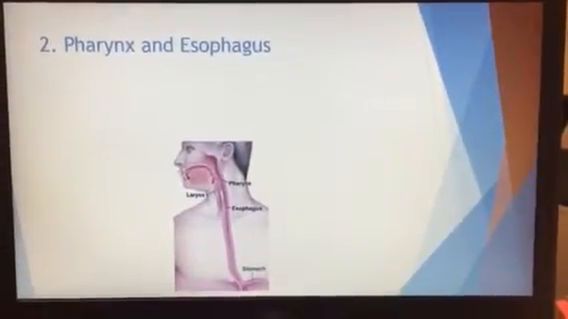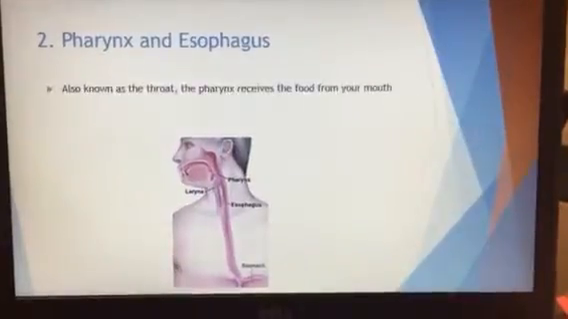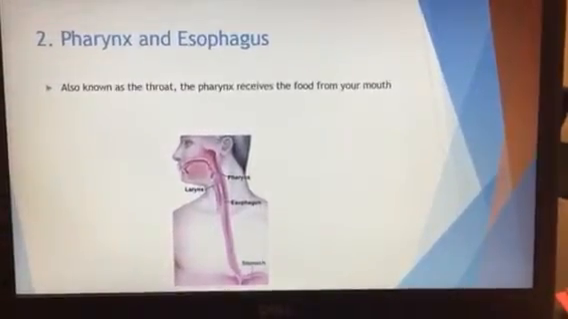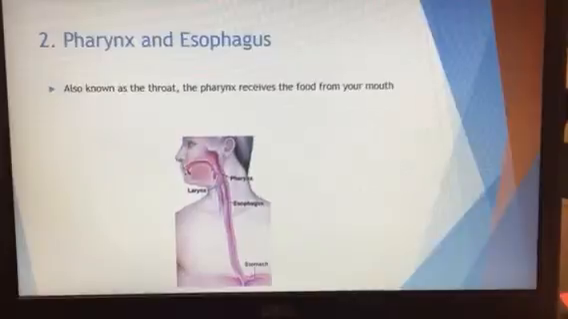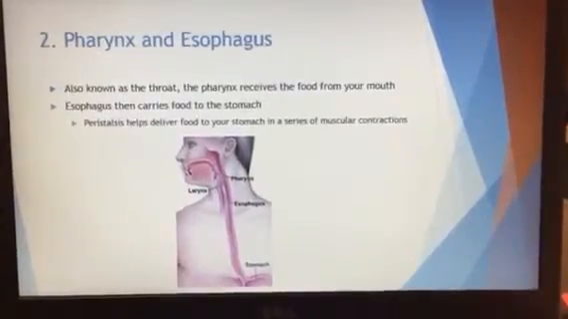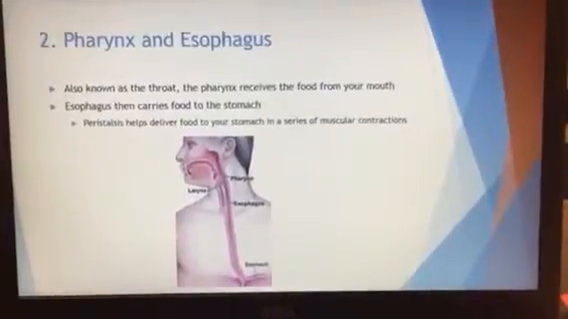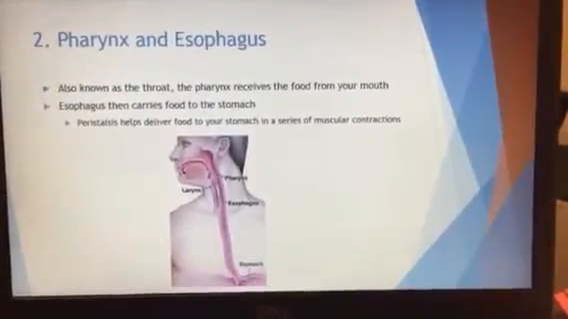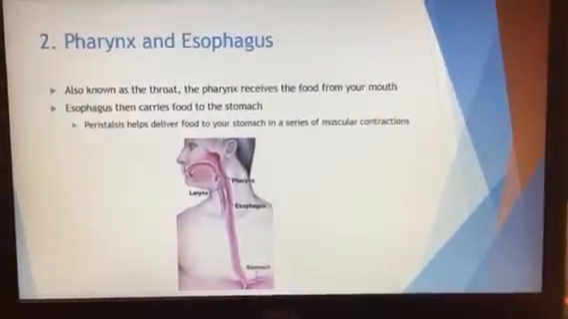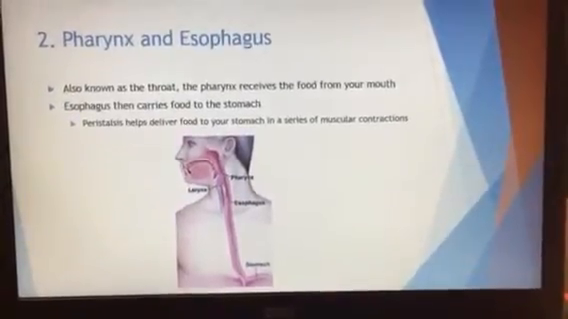After the mouth, it goes into the pharynx and the esophagus. Also known as the throat, the pharynx receives the food from your mouth, and then it carries it on to the esophagus, which then brings it to the stomach. Peristalsis helps deliver food to your stomach in a series of muscular contractions.